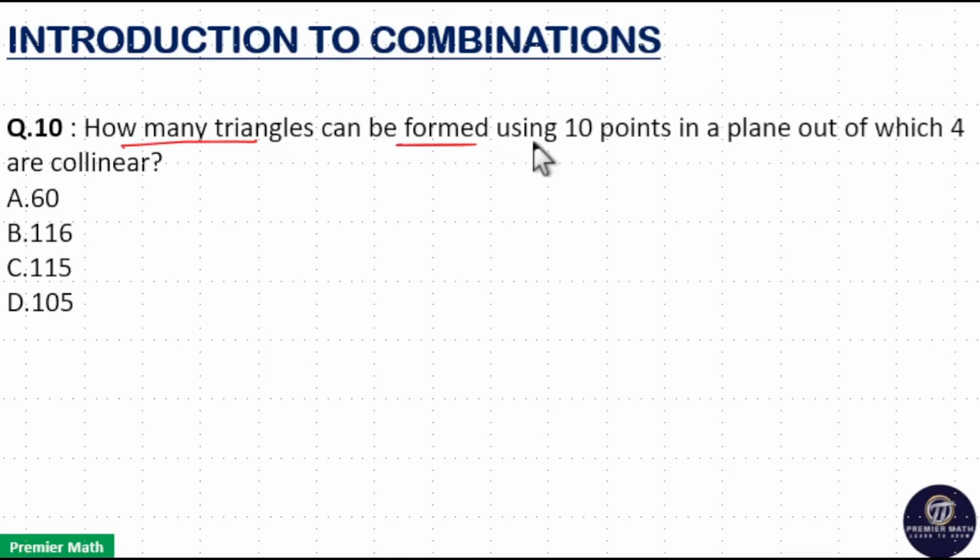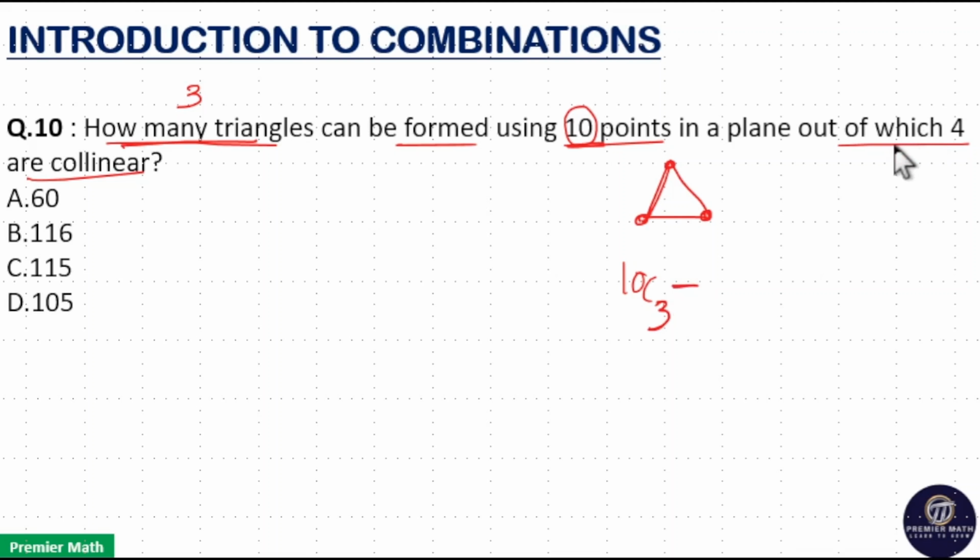How many triangles can be formed using 10 points in a plane, out of which 4 are collinear? Here, our availability or our resource is 10 points. And we need to form triangles. So, our need is 3, because to form a triangle, we need 3 points. Now, total possibility of forming triangles from these 10 points is 10C3, because from these 10 points, we need 3 points to make a triangle. So 10C3 ways we can make triangles from these 10 points.